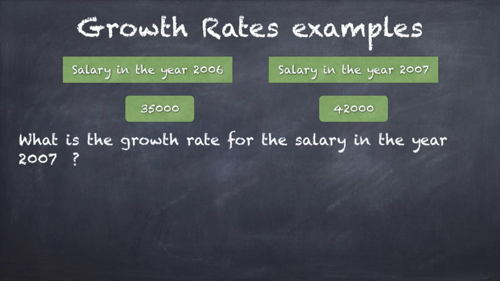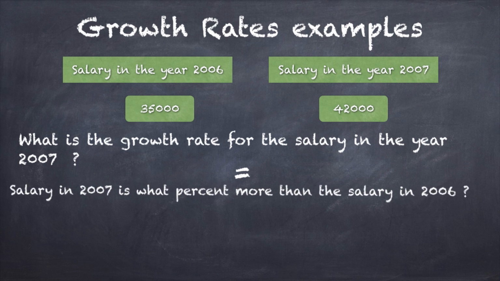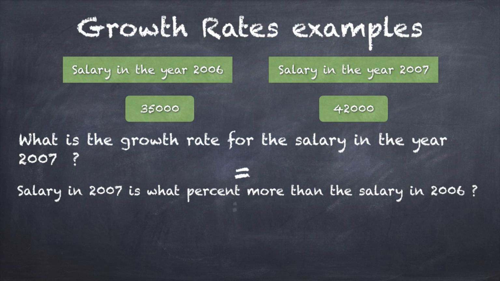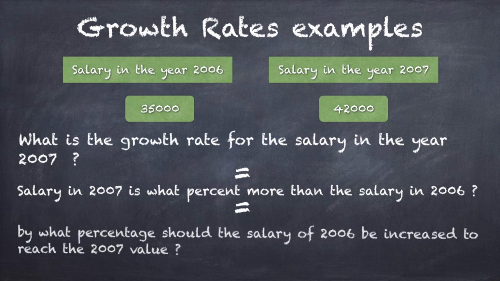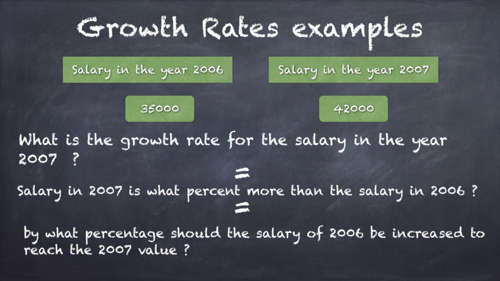It is worthwhile to drive home the point that most of data interpretation is nothing but ratios and percentage applications. So let's try and reinterpret this question in percentage terms. The question, what is the growth rate for the salary in the year 2007, is the same as asking, salary in 2007 is what percent more than the salary in 2006. Or if you want to change the language further, by what percentage should the salary of 2006 be increased to reach the value of 2007? This is just to show you the same idea over and over again, that working on your ratio and percentage skills will pay off in data interpretation also.